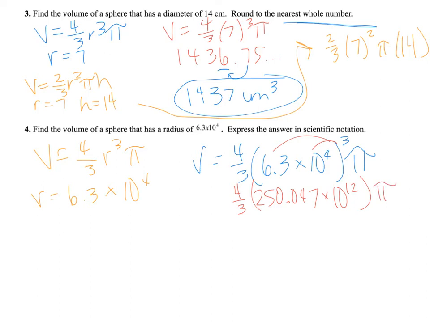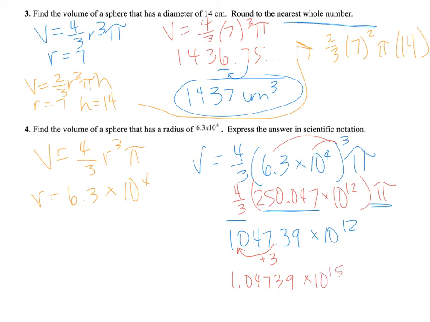I have 4/3 and I have pi. Remember, you're going to multiply all of the numbers together. So 250.047 times pi times 4 divided by 3. And we end up with 1047, and I'm going to round to 2 decimal places. So 0.39. And it's still times 10 to the 12th power. This is not proper scientific notation. We're going to need to move the decimal 3 places. So it becomes 1.04739 times 10 to the 15th power, and this is units cubed.